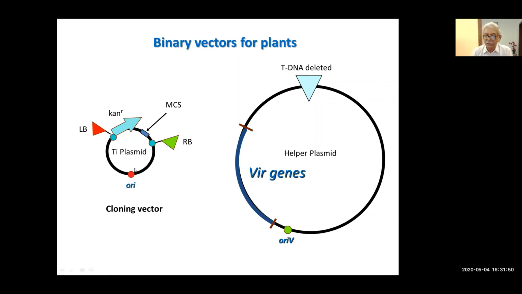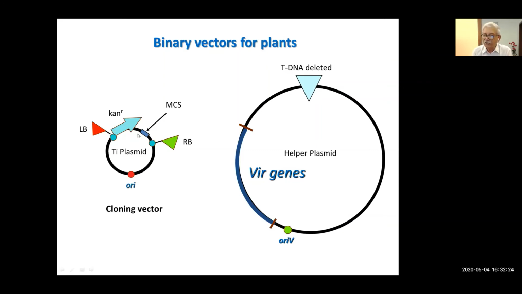Yes, sir. So the helper plasmid lacks the multiple cloning site, right? Yes, because there is no need to clone in it because it does not have any left and right borders. Left and right borders are essential in making T-DNA. We don't want the helper plasmid to produce a T-DNA. We only want the TI plasmid to produce the T-DNA because our genes of interest are here.